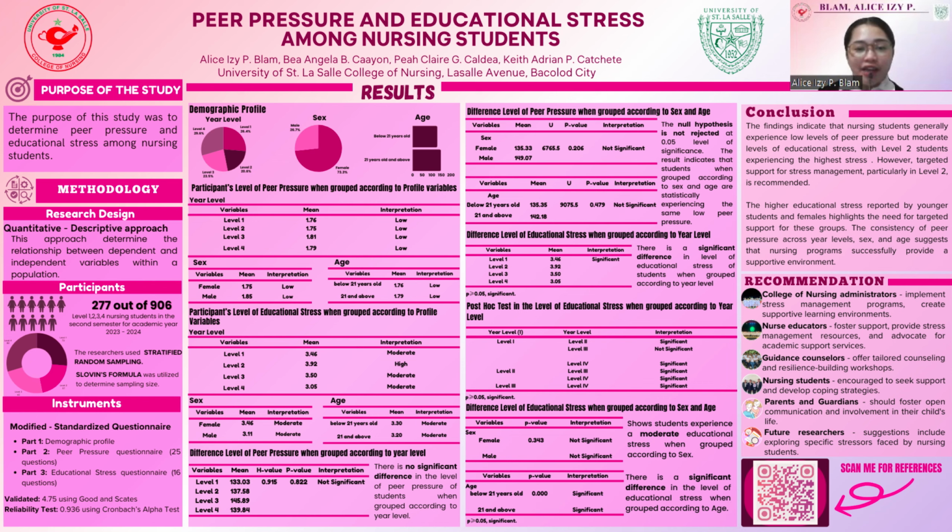In terms of year level, students in all levels reported low levels of peer pressure. In terms of sex, males with a mean of 1.85 and females with a mean of 1.75 reported low levels of peer pressure. There is a slight difference in means, with the males reporting higher average level of peer pressure than females. In terms of age, both groups reported low levels of peer pressure. As a whole, the average level of peer pressure reported by all participants was low, with a mean of 1.79.